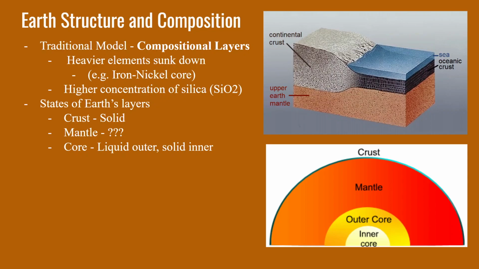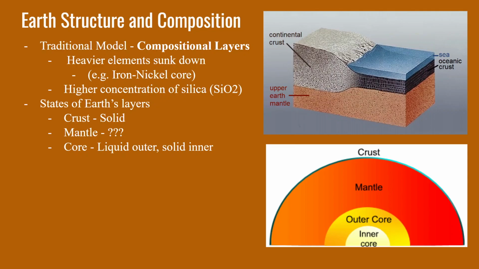But what we do know is that the Earth can be divided into several compositional layers and several structural layers, and these are different from one another. So the traditional model you've seen for the Earth's interior probably looks something like this, where you have a crust, a mantle, an outer core, and an inner core. And this generally corresponds to Earth's compositional layering.